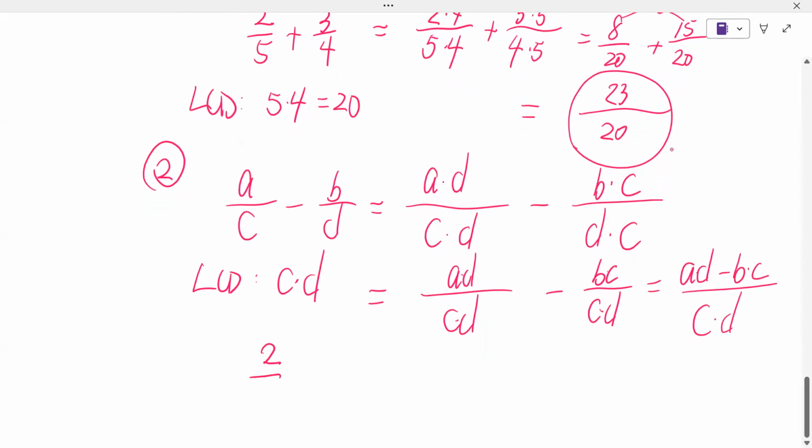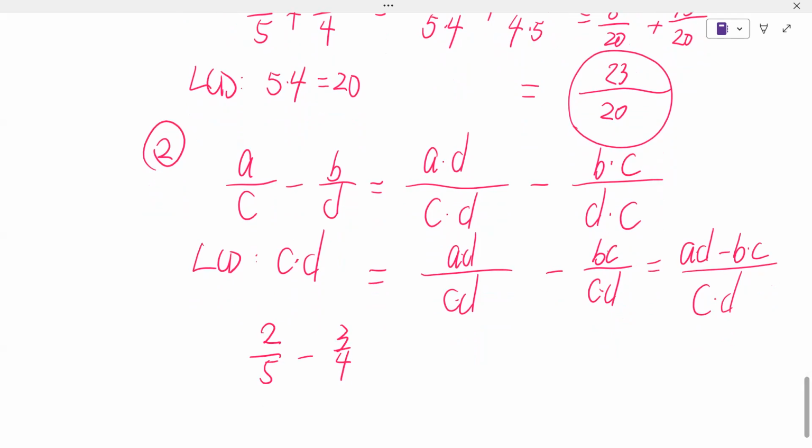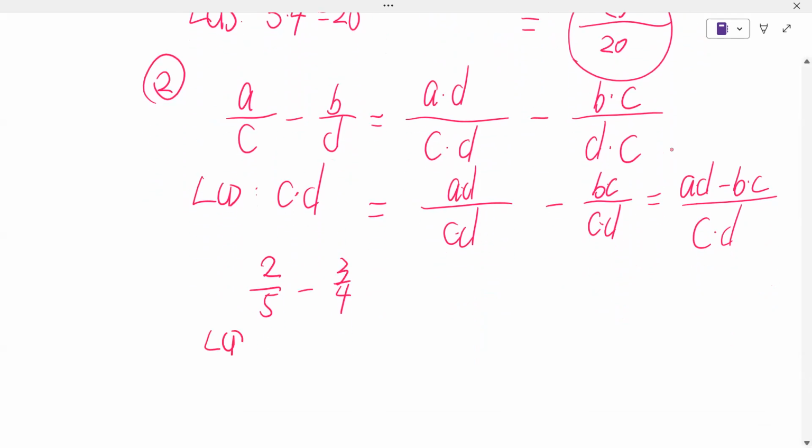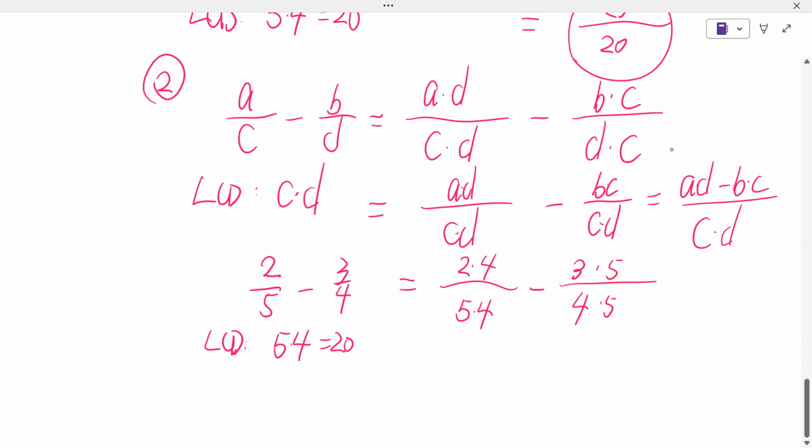So for example, let's say 2/5 minus 3/4. This is unlike fractions, so we use the LCD, which is 5 times 4. For the first fraction, you multiply both top and bottom by 4, turning it into an equivalent fraction. Second one, you multiply both top and bottom by 5. Now we simplify. 2 times 4 is 8 over 20 minus 3 times 5, 15 over 20. So keep the same denominator 20. 8 minus 15, that's negative 7. So the sign in front, negative 7 over 20.